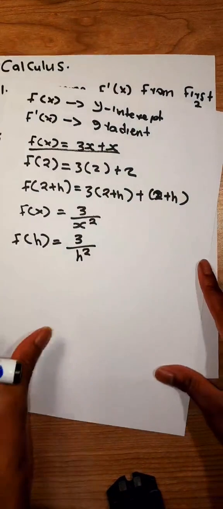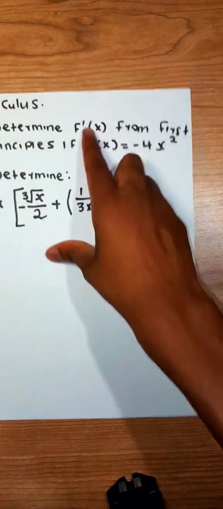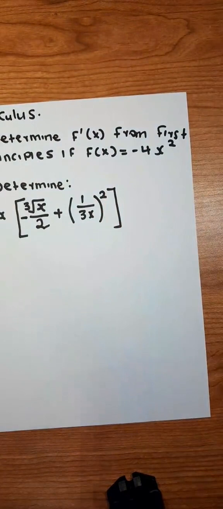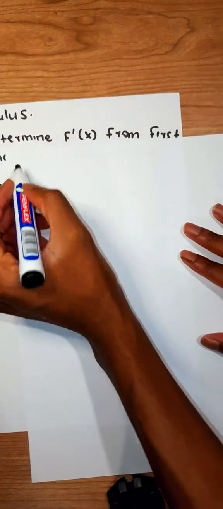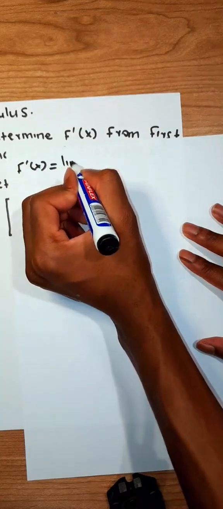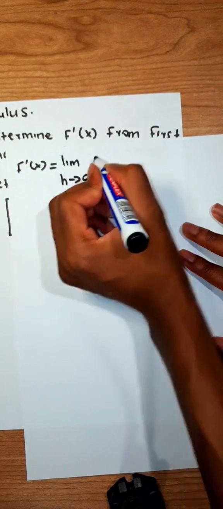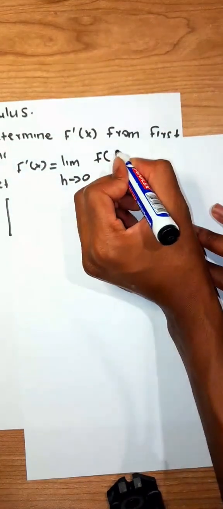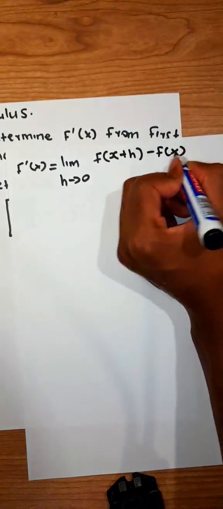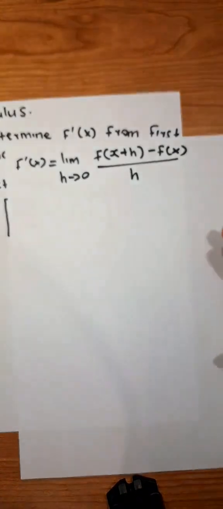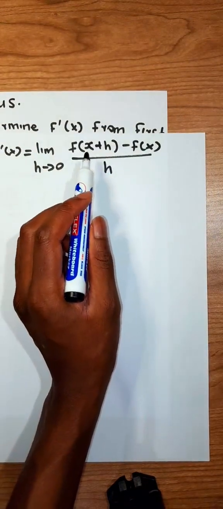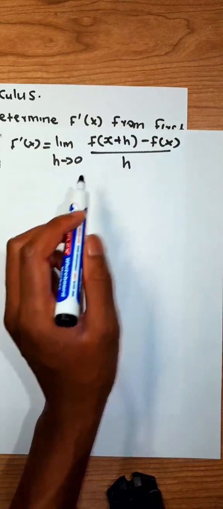Now, let's look at this question. We want to determine f prime of x from first principle if f of x equals minus 4x squared. To find f prime of x, we use the equation f prime of x equals the limit as h approaches 0 of f of x plus h minus f of x, divided by h. Wherever there is x, we substitute x plus h.